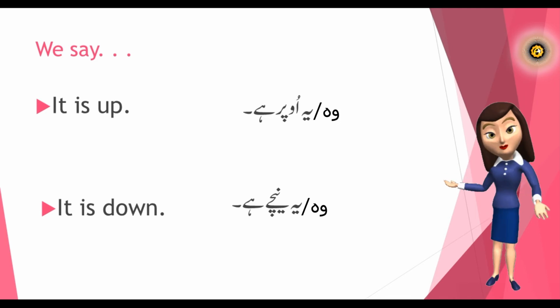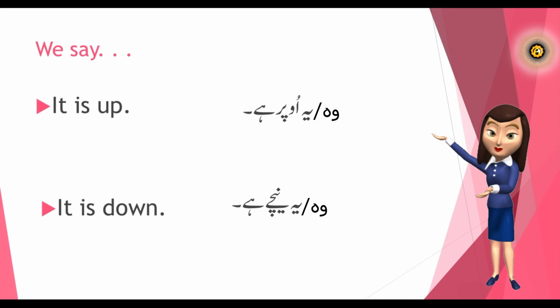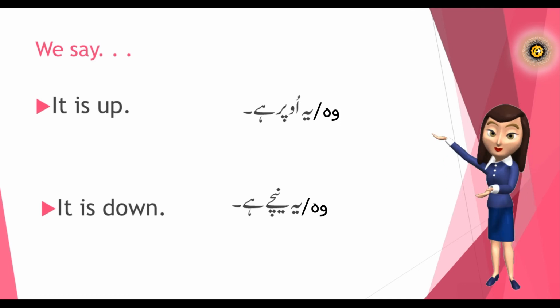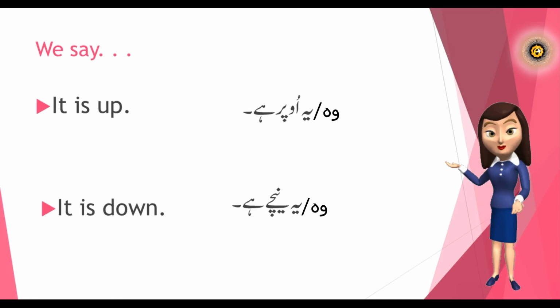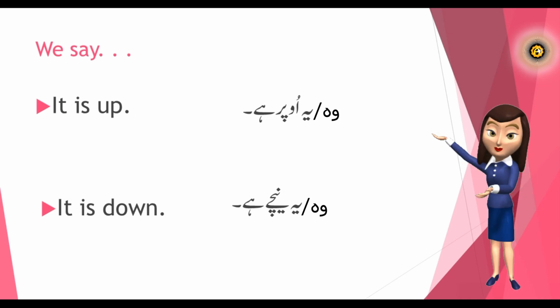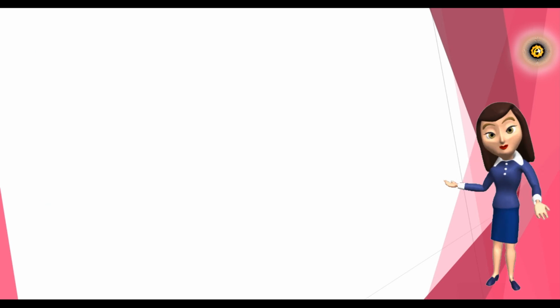It is up. Ye upar hai. Or wo upar hai. Then it is down. In Urdu, ye niche hai. Or wo niche hai. Repeat and revise, okay?